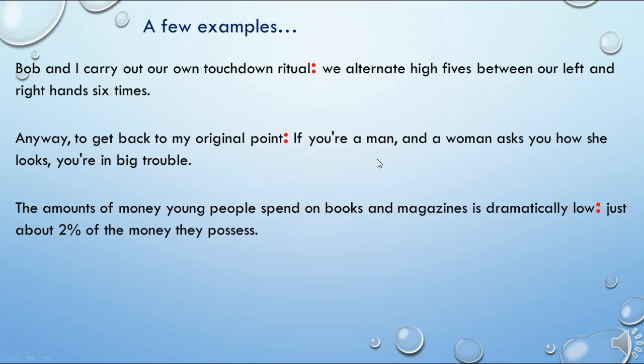Another example. The amounts of money young people spend on books and magazines is dramatically low: just about 2% of the money they possess. And this colon here is again giving emphasis that this amount really is dramatically low. It's 2%.